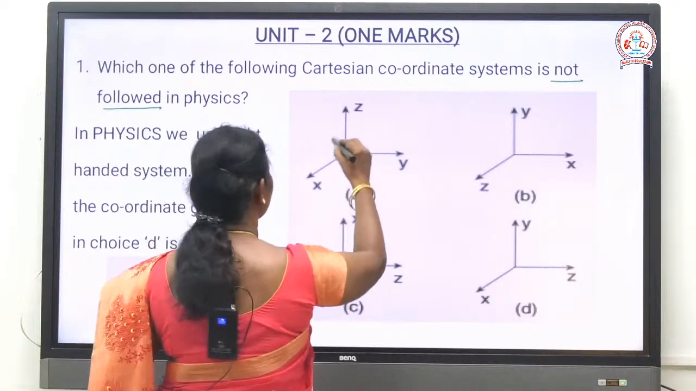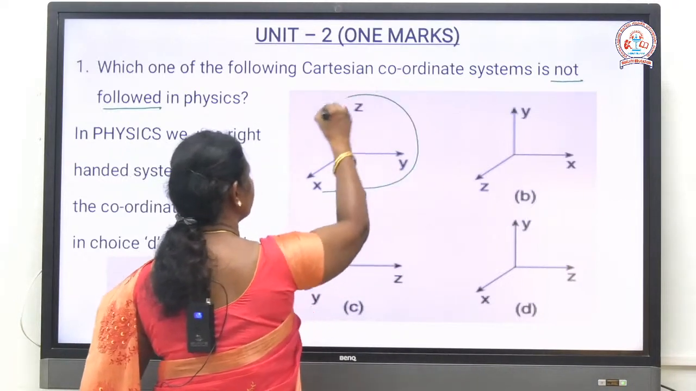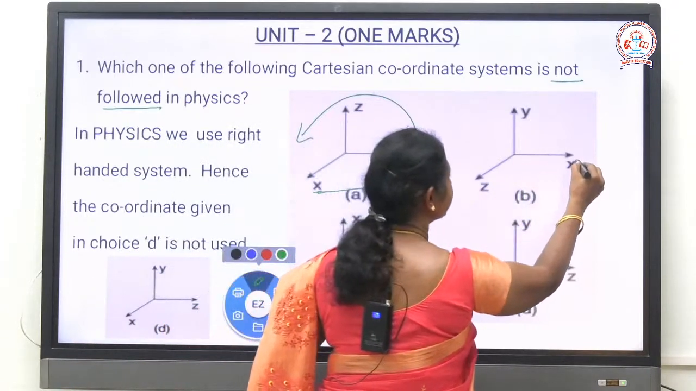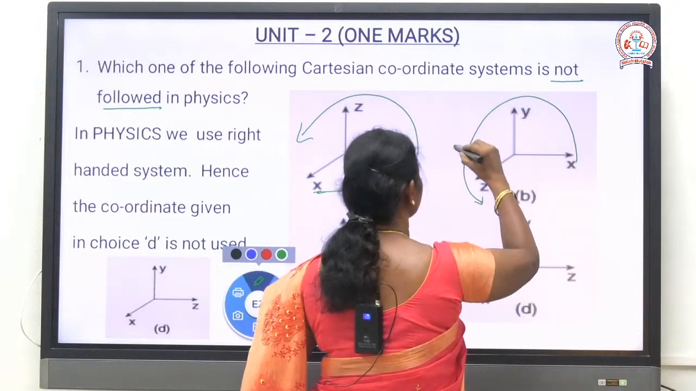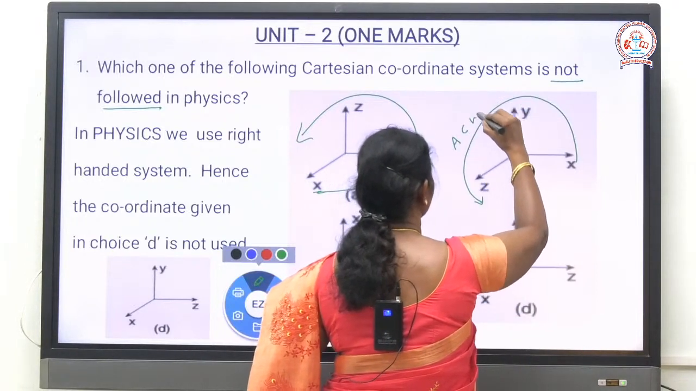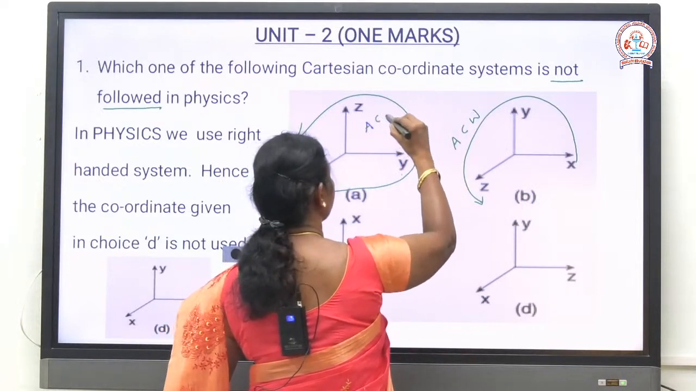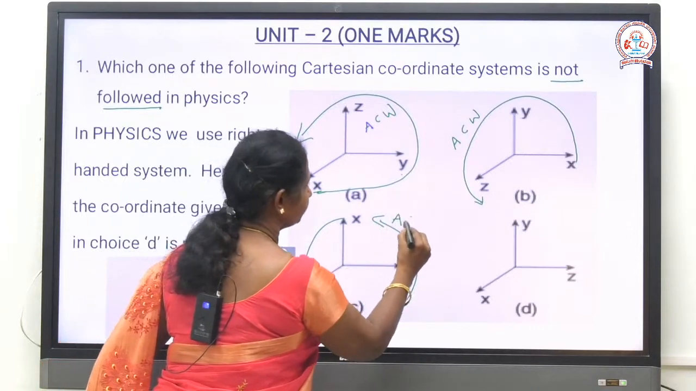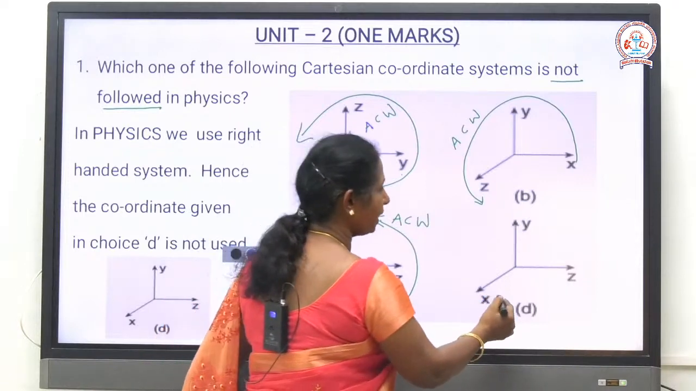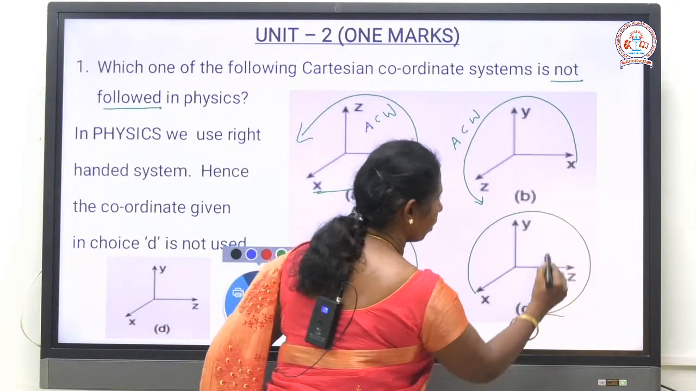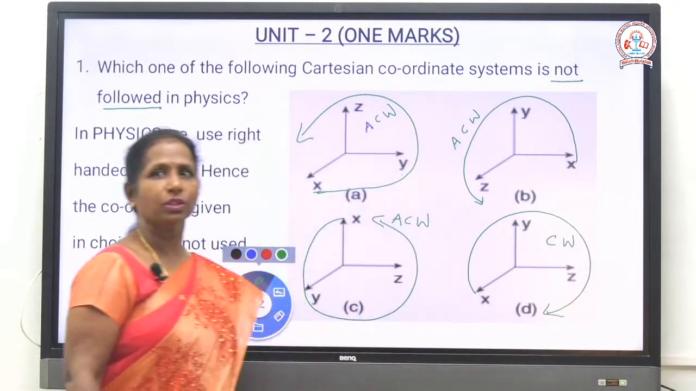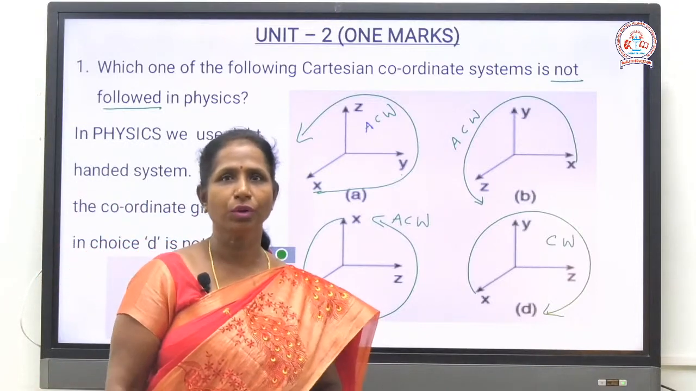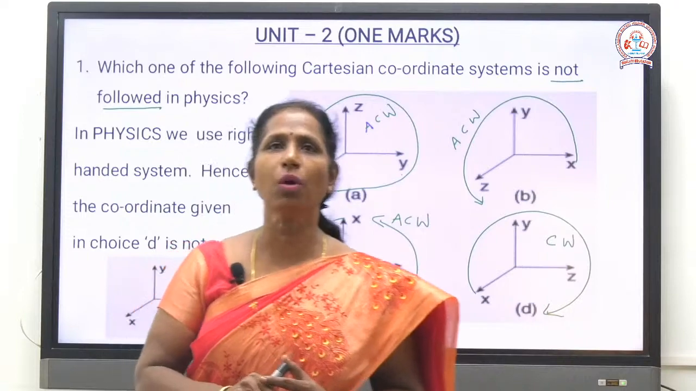So this is X, Y, Z, in anti-clockwise direction. Here X, Y, Z, again anti-clockwise. This is also anti-clockwise. And see this X, Y and Z, this is also anti-clockwise. Now check this last one. X, Y, Z, this is clockwise. So options 1, 2 and 3 are anti-clockwise coordinate systems, and option 4 is a clockwise coordinate system.